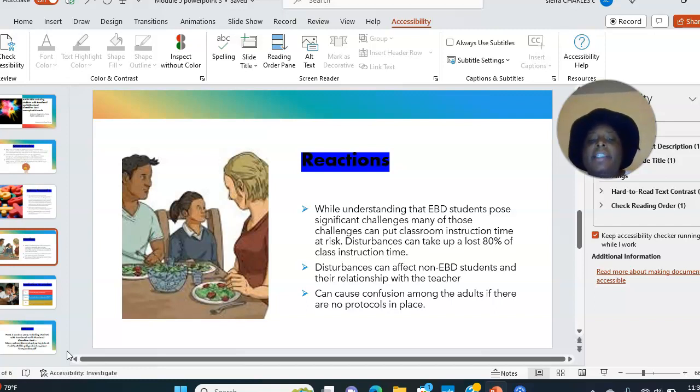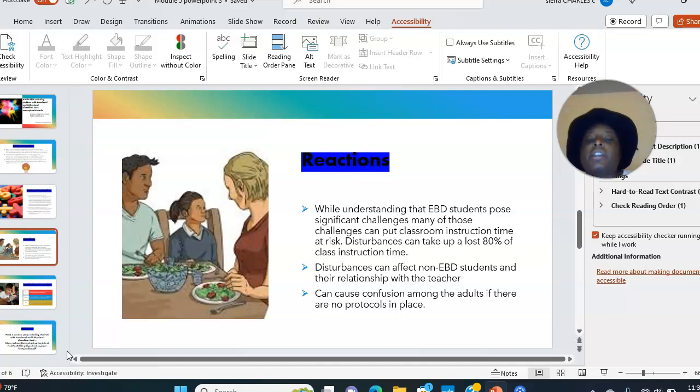Another thing I will add is it can cause confusion among the adults if there are no protocols in place. What that means is, a lot of times with EBD students, I have seen the parent complain and say, oh my goodness, he or she seems to be doing well here, but when he's at home, it's a different story. He doesn't listen to me. She doesn't listen to me. And the case manager can share that information with the parents as well, because there may be different expectations.